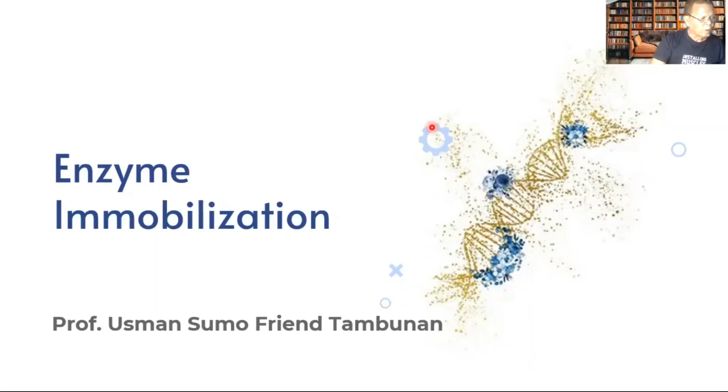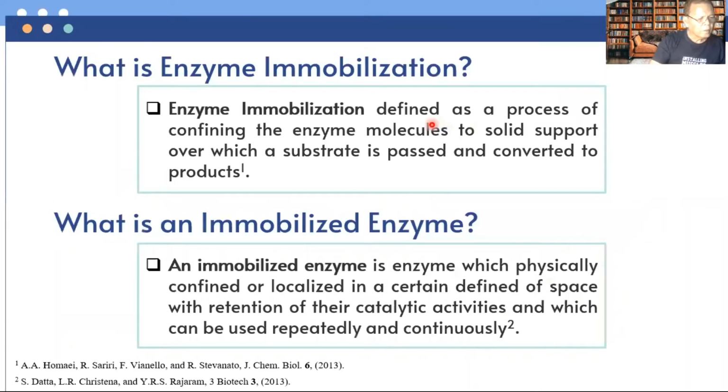This time we'll discuss enzyme immobilization. Enzyme immobilization is defined as a process of confining the enzyme molecule to a solid support over which a substrate is passed and converted to product.